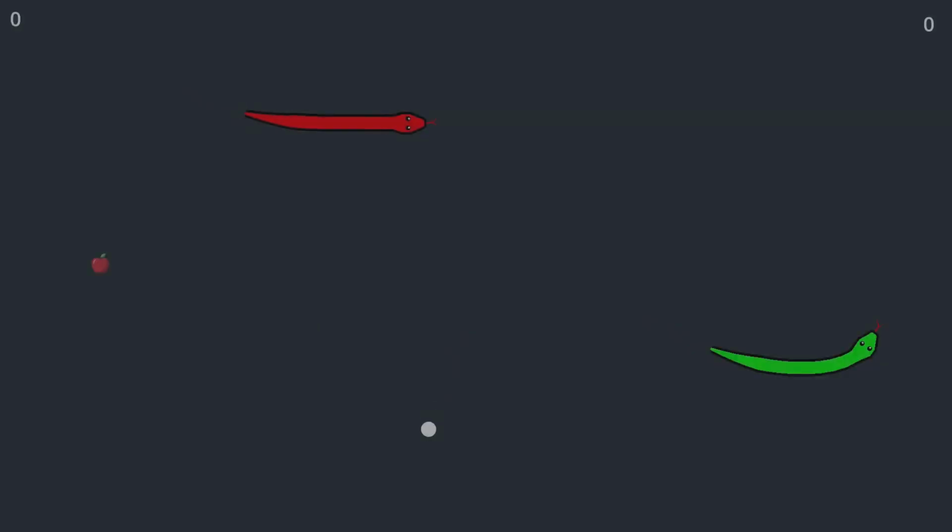The ball bounces around until one of the snakes touches it, at which point it does not bounce anymore but just goes out of bounds. Whichever snake touched it last wins the point. Additionally, the apples can be collected to grow, which gives you an easier time catching the ball.